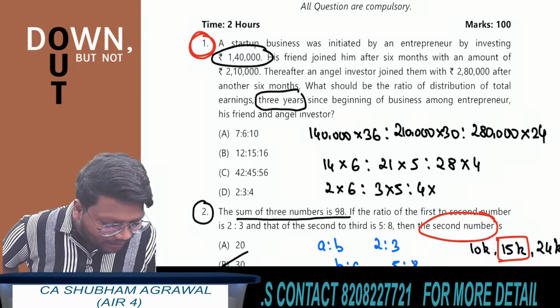Option B. This is very, very important, and they have not given many questions of this type in exam. This question was asked for the first time, I think, in May 2025 paper.